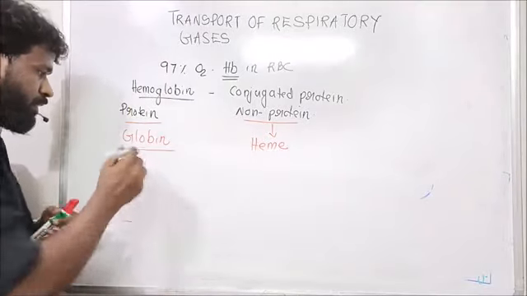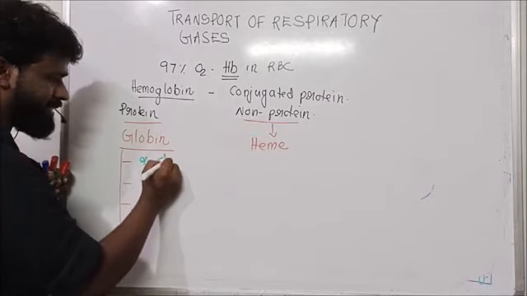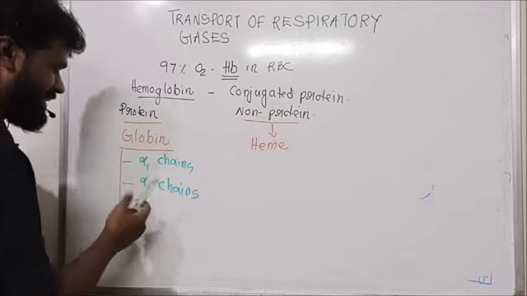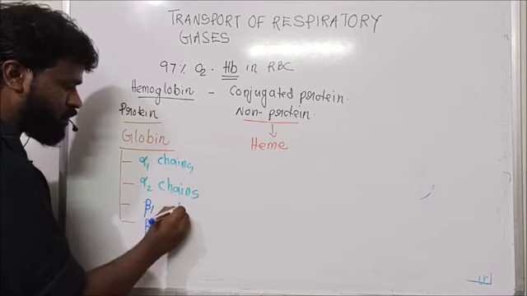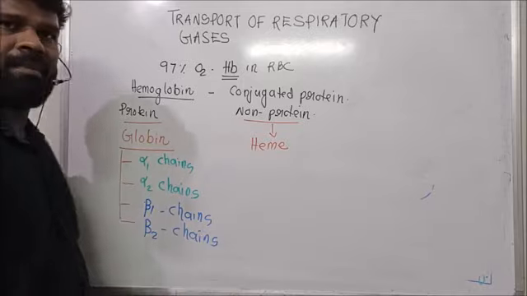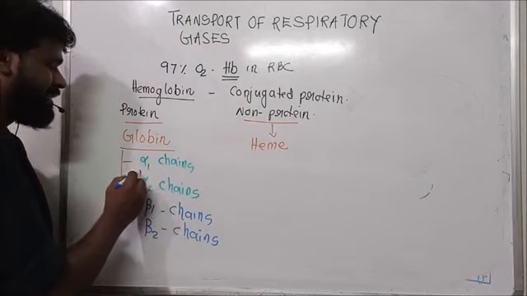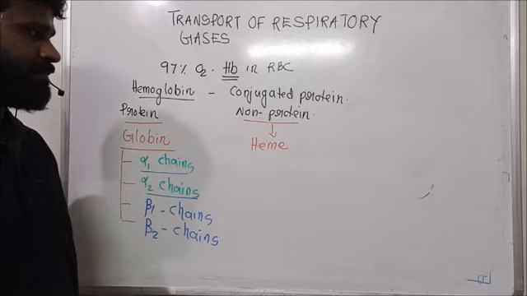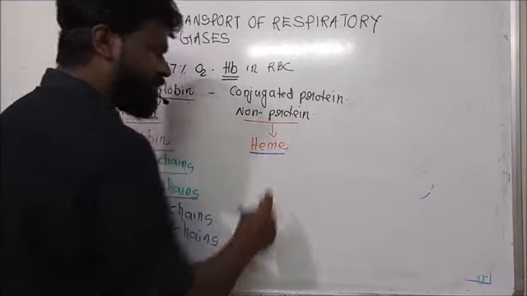They are 2 alpha chains, alpha 1 and alpha 2, and similarly 2 beta chains, beta 1 and beta 2. This is the protein part of hemoglobin, globin. Total 4 globulins: 2 alpha polypeptide chains and 2 beta polypeptide chains. Then the non-protein part of hemoglobin is heme.